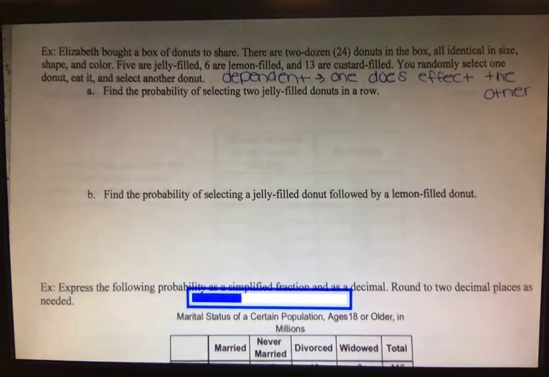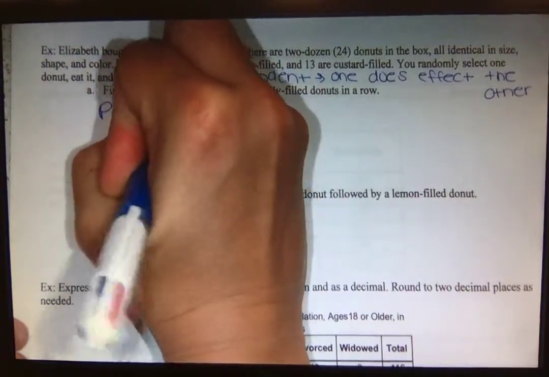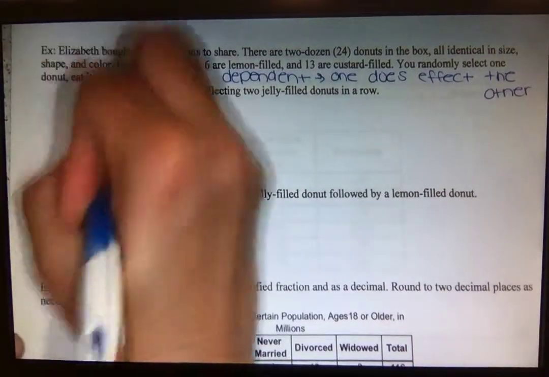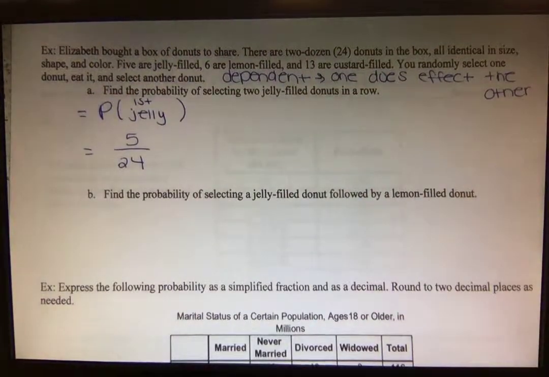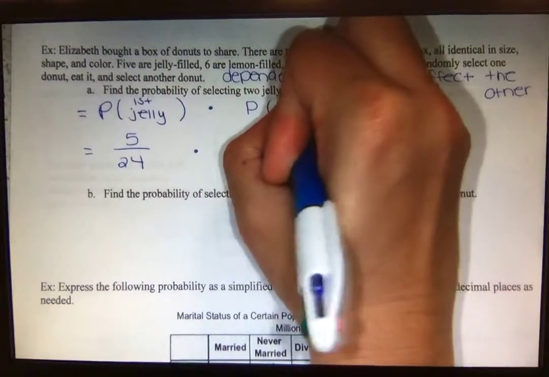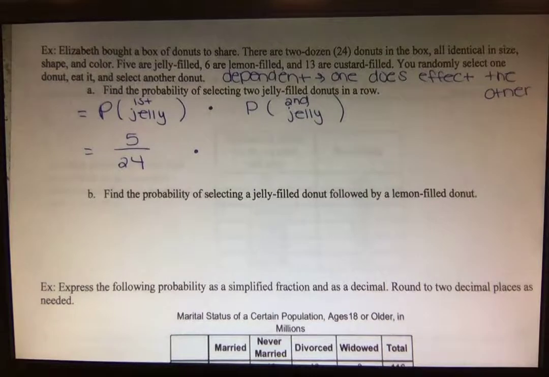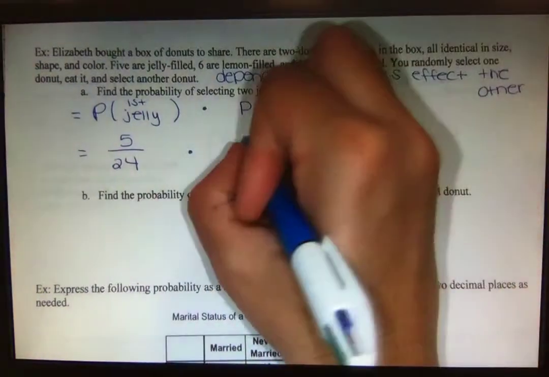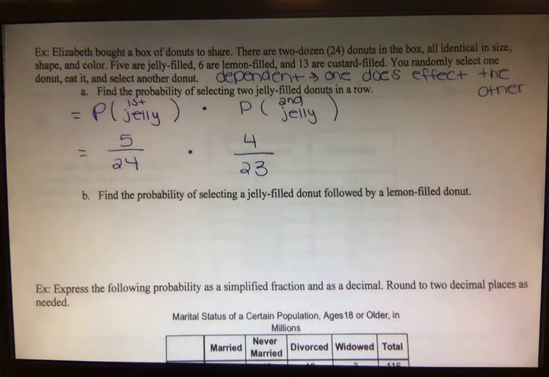So, what's the probability of your first jelly? There's 5 jelly-filled out of 24 total. Times, just like before, the probability that you get a second jelly-filled donut. So you took one jelly and ate it. How many jellies are left over? 4. Out of 23. Good, because now you ate one already, so there's only 23 left over. So now you have 4 out of 23.